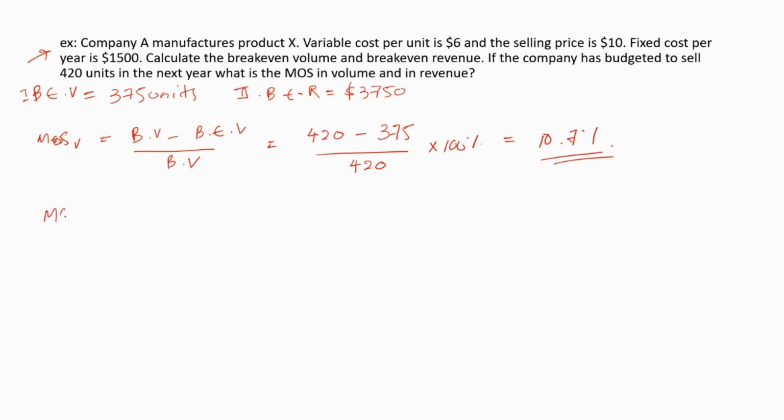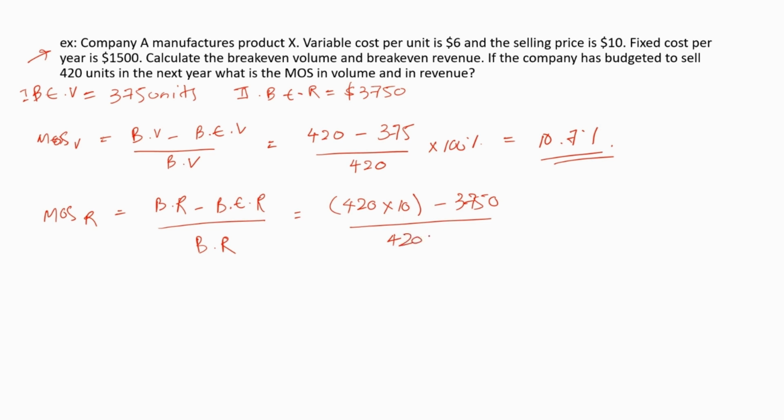Now let's calculate the margin of safety using the revenue. So this is equal to budgeted revenue minus break-even revenue, divided by budgeted revenue. Budgeted revenue is equal to 420 multiplied by 10, minus 3750, divided by 420 multiplied by 10, multiplied by 100%. As you can see, this is also equal to 10.7%, which has to be.